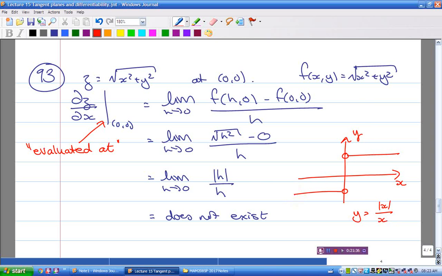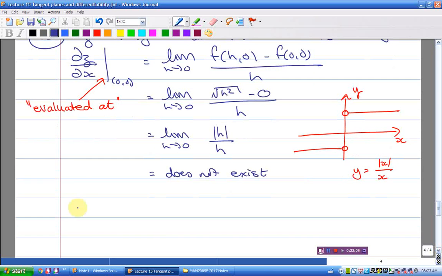As we approach 0, our limit does not exist because a little ant walking along the function, walking from the right or walking from the left, will completely disagree with one another about what y value they're tending towards. The limit of mod h over h does not exist as h tends to 0. The two one-sided limits exist, but they disagree with one another. And then you're going to end up with that exact same thing for y, but in fact that's enough. Even if the y derivative existed, not good enough. One of our partial derivatives doesn't exist, hence our function is not differentiable.